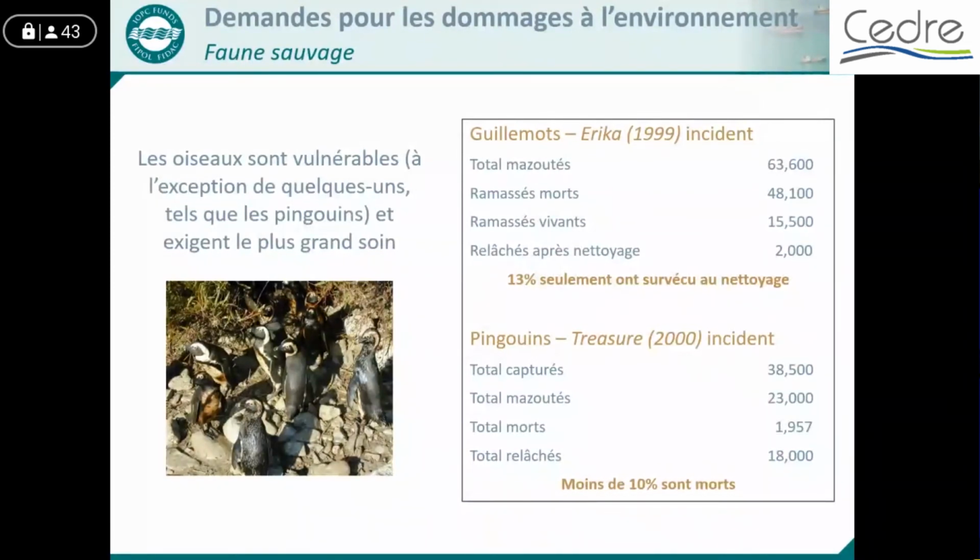So for the Erika, guillemots were mentioned. So here you have the total oiled, the number collected dead, number collected alive, and number released after cleaning. Which is very low. When you compare that to, for example, the Treasure incident in South Africa, the figures are quite different.